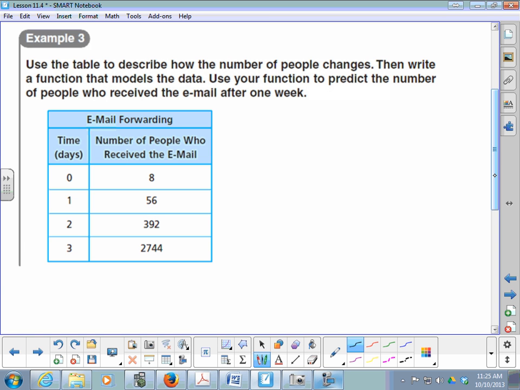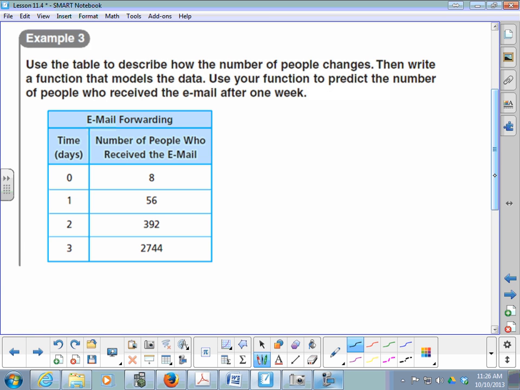So what's happening to the number of people who receive the email each day? Is it getting smaller, getting bigger? Is it changing at the same rate or what? Okay, right, so you got to think about that. So in this case, those numbers are all getting bigger, aren't they? Now, is the amount from 8 to 56 and 56 to 392 the same? No. Okay, so that means it can't be linear. We've just eliminated linear. All right, good. We only got 2 left. So that means quadratic or exponential.